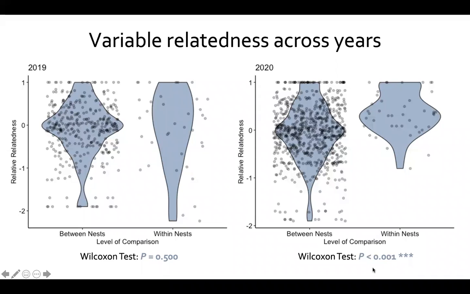So in 2019, we found no difference in relative relatedness between versus within nests. So in other words, bees were no more related to their nestmates than they were to their non-nestmates. In 2020, however, we found that nestmates were significantly more related than non-nestmates, perhaps suggesting not all bees dispersed from their natal nests at the time of sampling.